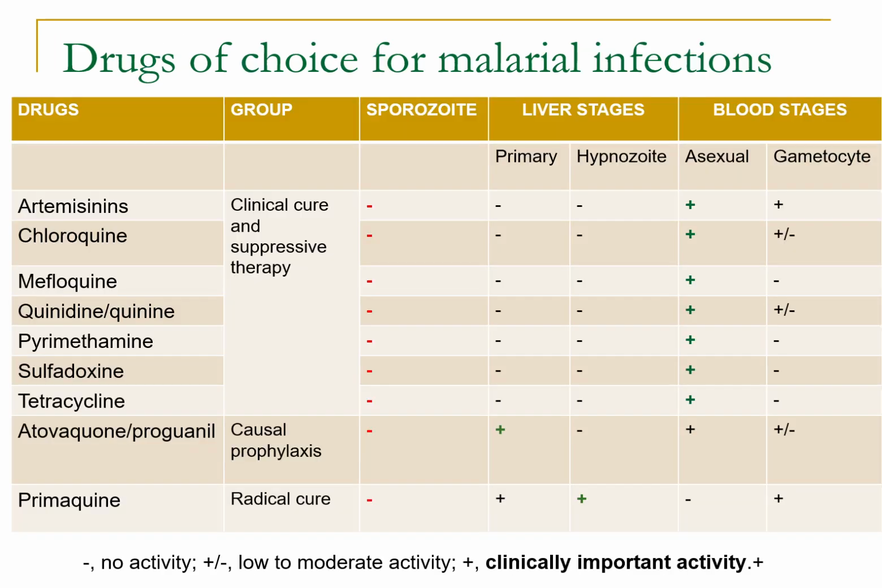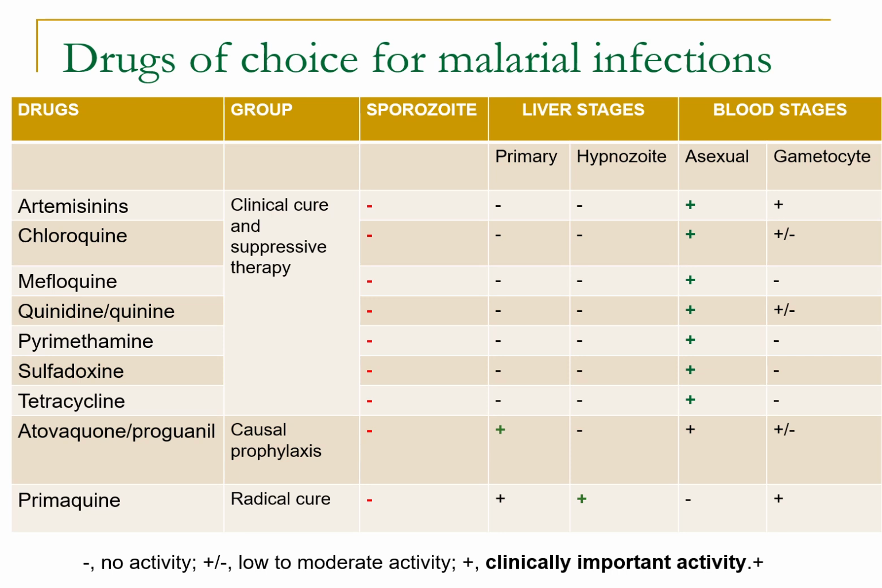In this table, I show on the left some of the drugs that are given for malarial infection, and we're going to talk about the mechanism of action in a while. But here I'm differentiating them into groups based on when we can use them and for what goal. For instance, the first group: artemisinin, chloroquine, mefloquine, quinidine, pyrimethamine, sulfadoxine, and tetracycline. Those are useful for clinical cure and suppressive therapy. Why? Because as you can see, they really work nicely on the blood stage, on the erythrocytic form.